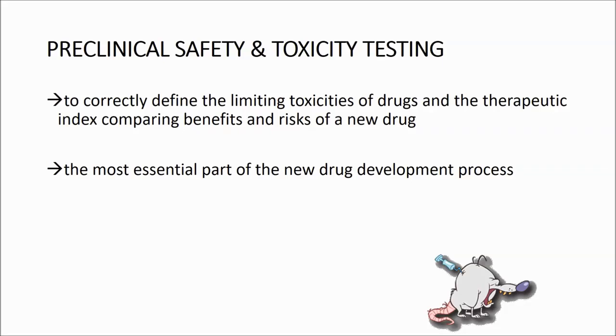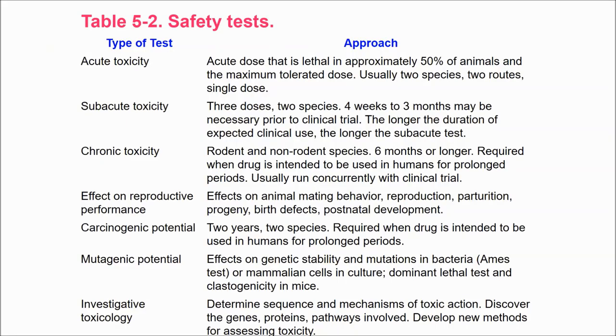The most essential part of the new drug development process and why we conduct the animal studies is to assess correctly the limiting toxicity of a drug and the therapeutic index comparing benefits and risk of a new drug. This table shows types of safety measures that we assess in preclinical studies, in animal studies. You can see that we have different types of toxicities measured: acute toxicities, subacute, chronic, carcinogenic, effects on reproductive performance, mutagenic, investigative toxicology. Let's take a mutagenic example.